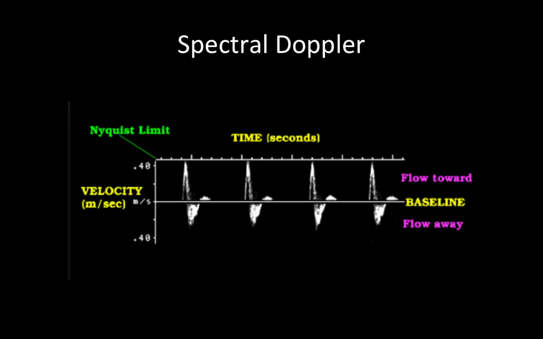Alright, so let's dive right into spectral Doppler. Spectral Doppler provides a graphical representation to plot the velocity of blood on the y-axis over time on the x-axis. And blood flow towards the probe is going to be represented by a positive deflection above the baseline, whereas blood flow away from the probe is going to be a negative deflection below the baseline.